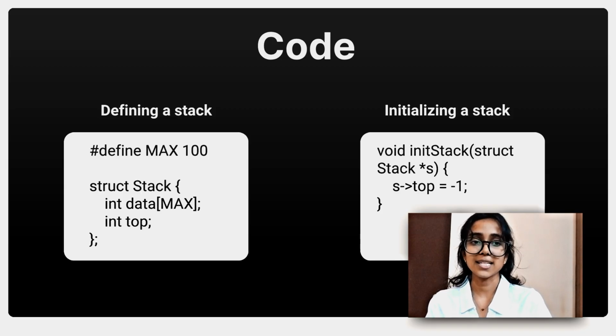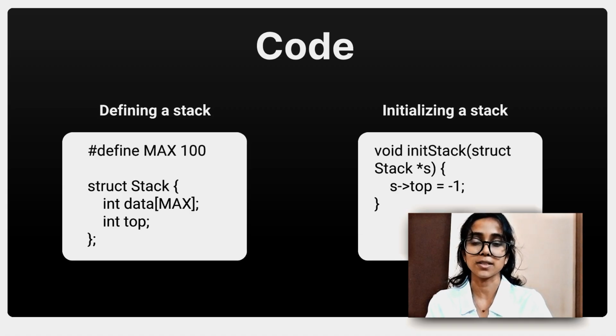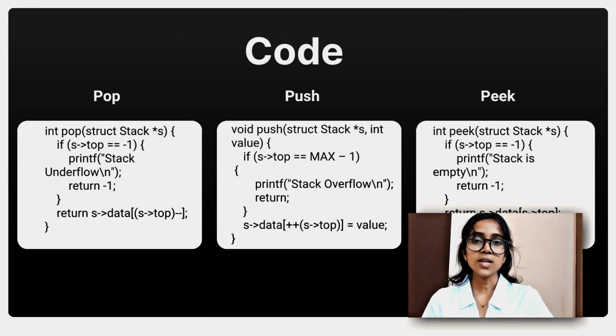Then we are initializing the stack, which implies that we are setting the value of the top to -1, indicating that the stack is empty. As we know, stack performs three basic operations: pop, push and peek. Pop implies removing the top element of the stack. Pushing implies adding an element to the stack, and peek implies displaying the top element of the stack.